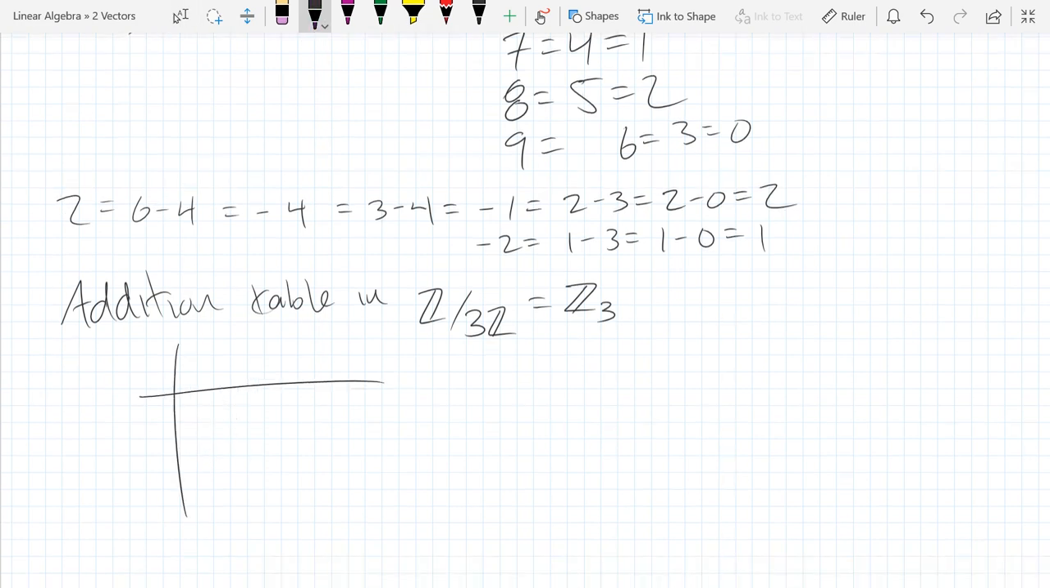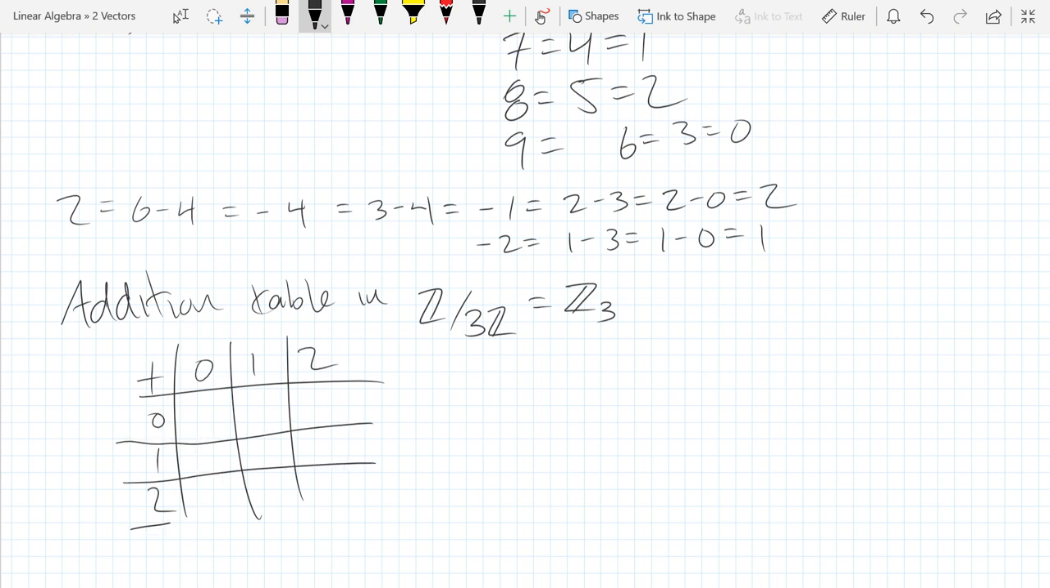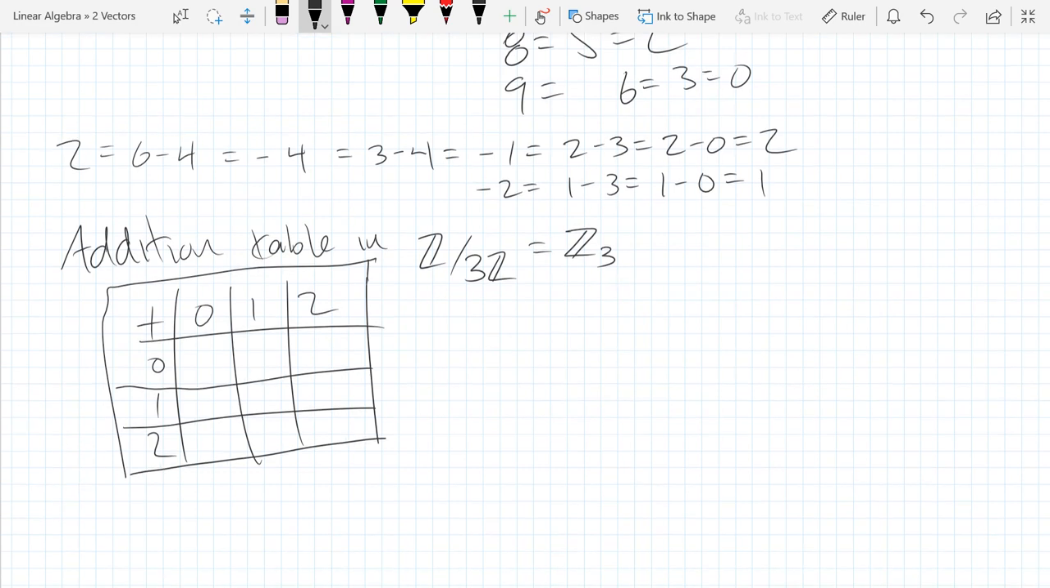So we're making an addition table. The only numbers we have are 0, 1, and 2. So it's a very small table. There are no other numbers that are not in this table. So this tells you how to multiply every single number together in this system, or how to add every number together.